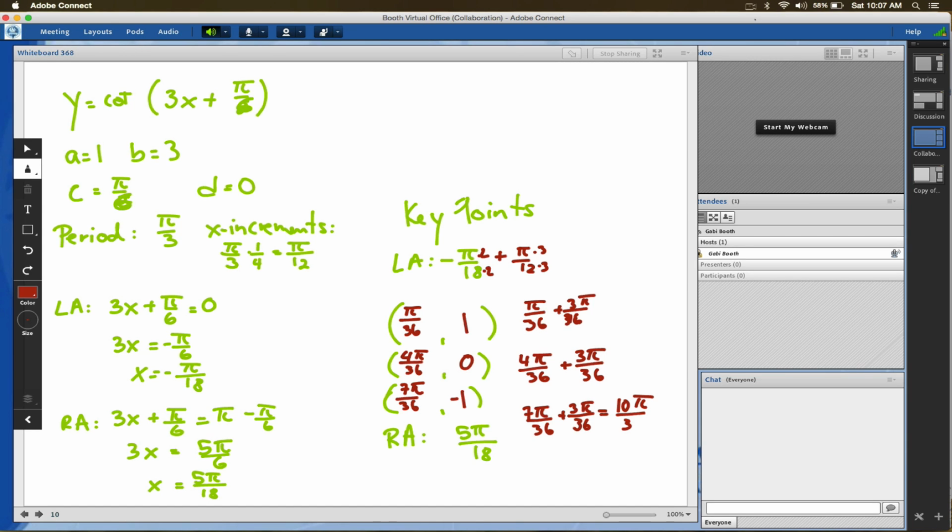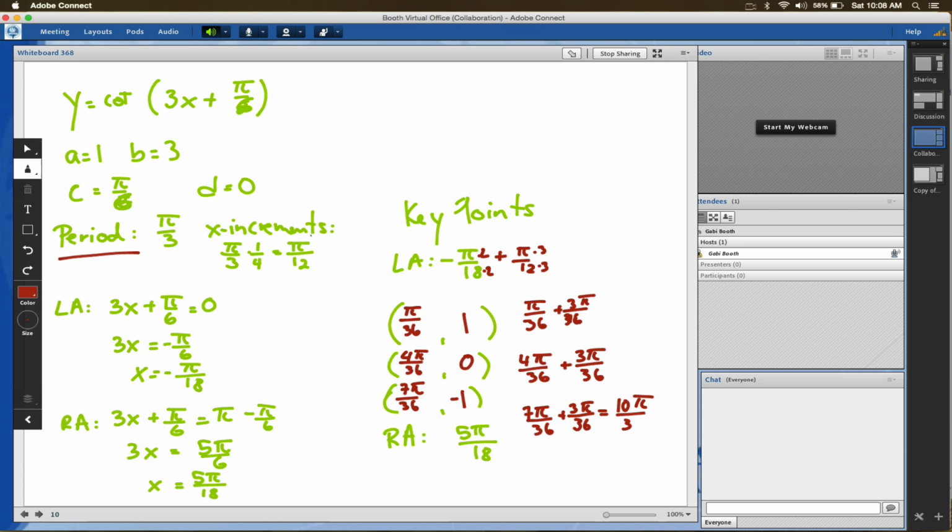Here we have one more problem, a similar problem. You have to pick out the correct graph in MyMathLab. y equals the cotangent of 3x plus pi over 6. A is 1, B is 3, C is pi over 6, and D is 0. So to find the period, you take pi over b, so that would be pi over 3.